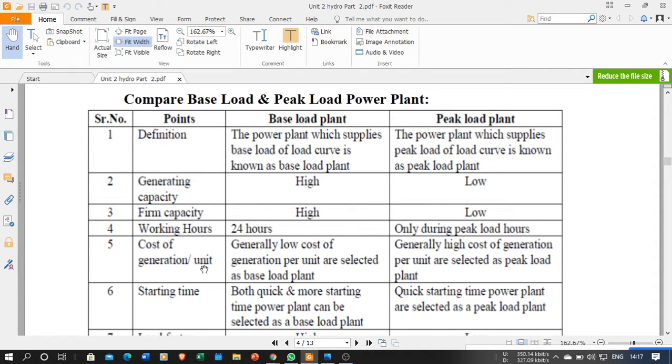Now, if I compare the cost of generation, in case of the base load plant, the cost of generation per unit is less because my cost is divided over the number of units generated through the 24 hours. So the cost per unit is less. Okay, in case of the peak load plant, my cost per unit is very high. Basically in the base load plant I will take 2 rupees per unit. In case of the peak load plant, that may be 3 rupees, 4 rupees or 5 rupees also, depending on which plant you are going to select.